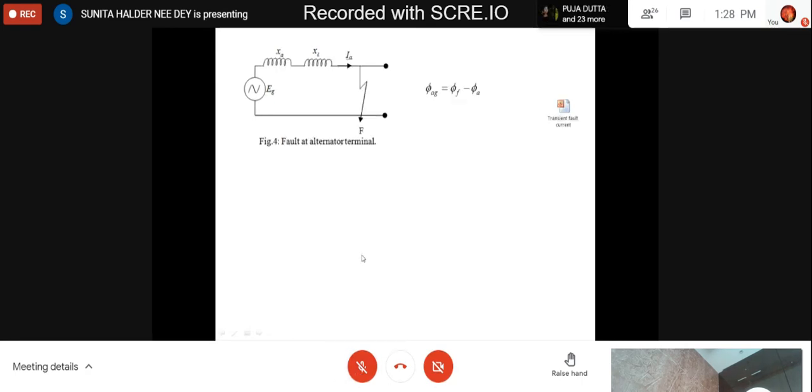Then say this alternator has a fault at its terminal. What will happen? When there is a fault, obviously this IA is not the rated current. Now IA is near the fault current, and the fault current is much higher. That fault is directly connected to the generator armature circuit, not to the field circuit, because the field circuit is the isolated DC one. But it will affect the field circuit in a different way. When a huge current is flowing through it, it will try to reduce the field flux.